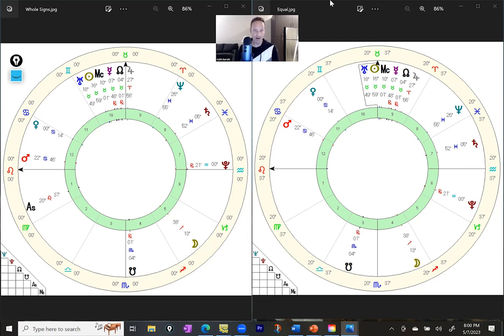So depending on where you were born, that MC will float. It can be in the 10th house, it can be in the 9th house. And so again, it does not prioritize that angle.